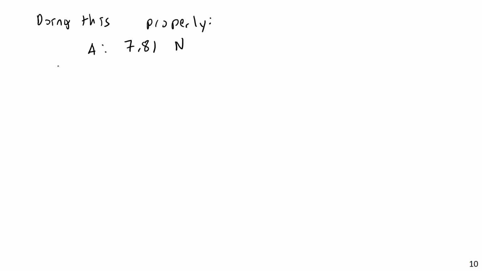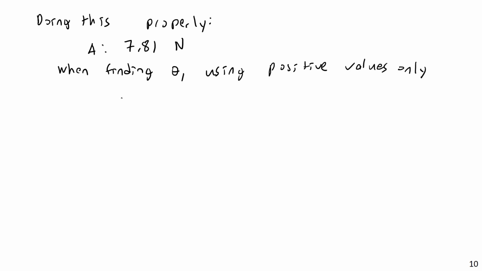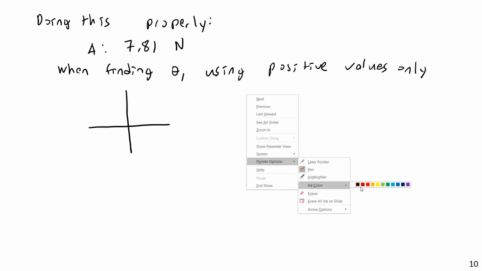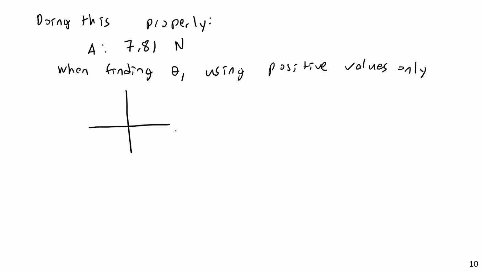But for the angle, for theta, when finding theta, use reference angles only and positive values for your components. Use positive values only. So what I'm going to do is say, let's not think too hard about this. I have a 6 and a 5. Just treat it like a triangle where I have 5 along the x-axis and 6 along the vertical. 5 and 6. And I am looking for this theta here.